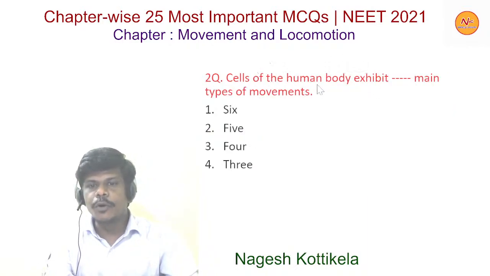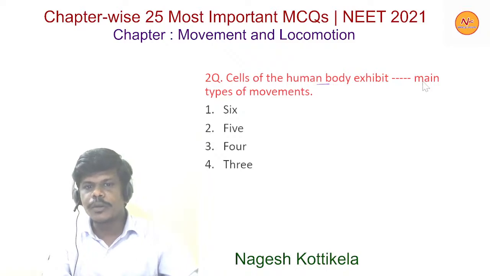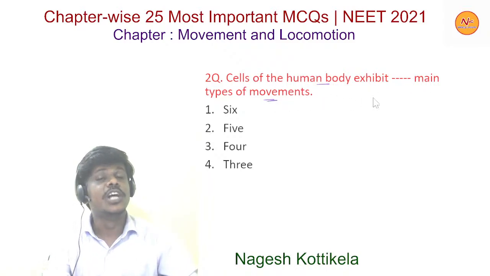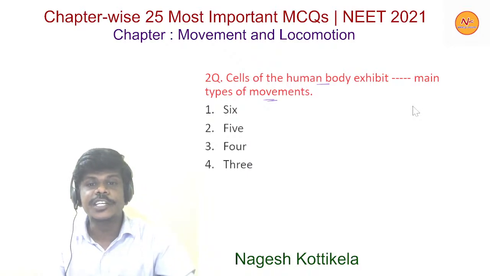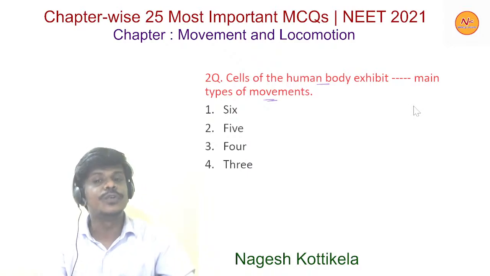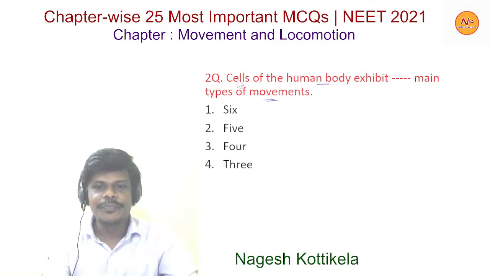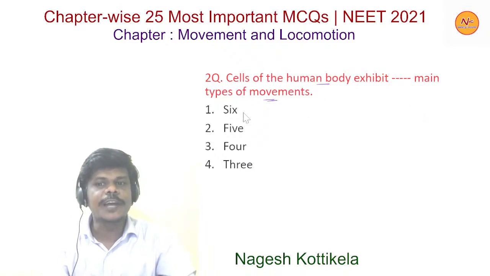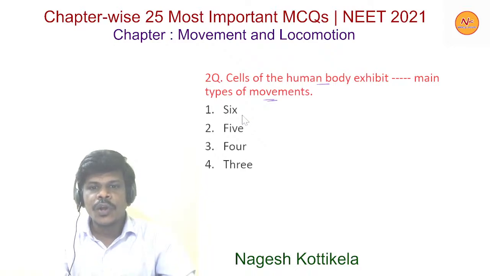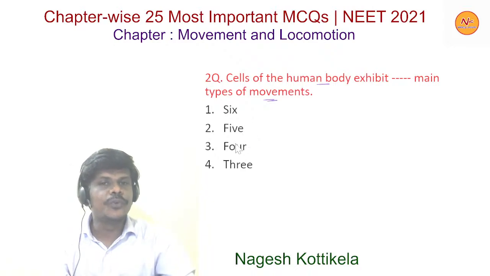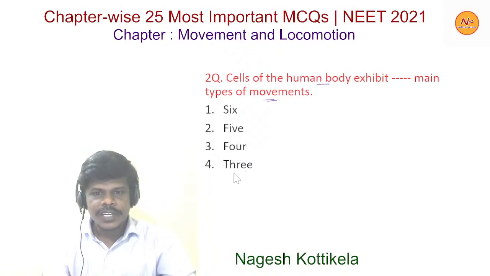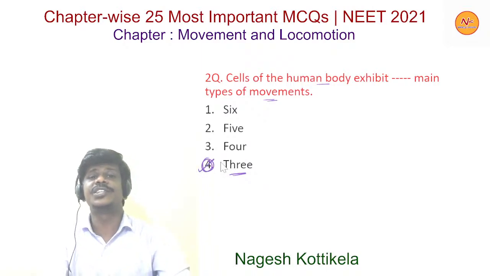Cells of the human body exhibit dash main types of movements. So how many types of movements are exhibited by cells of the human body? Option 1, 6 types of movements. Option 2, 5 types of movements. Option 3, 4, and option 4, 3 types of movements. Here, 3 types of movements and option 4 is the right option.